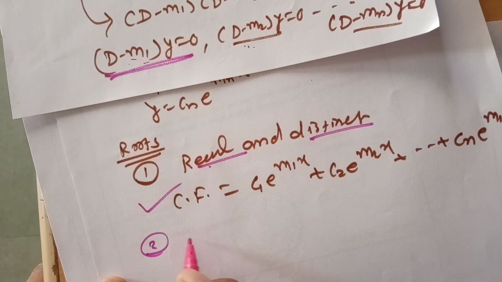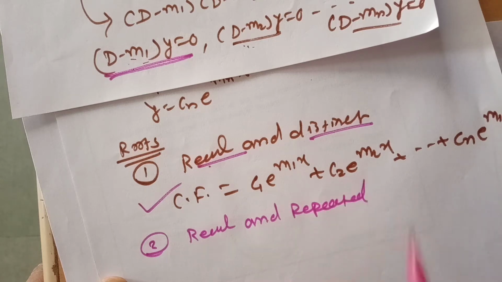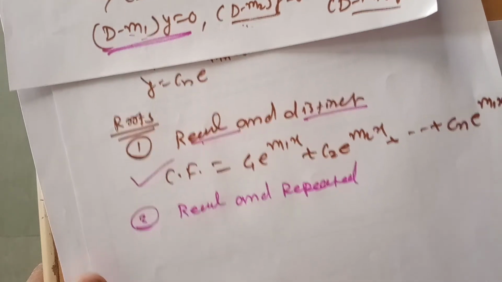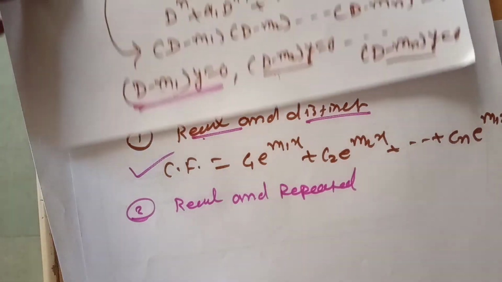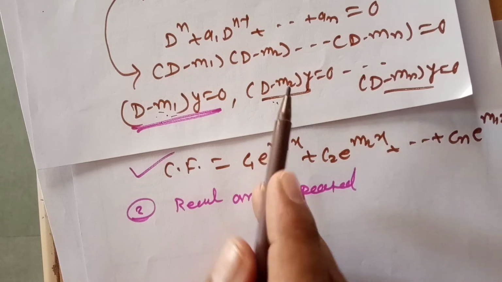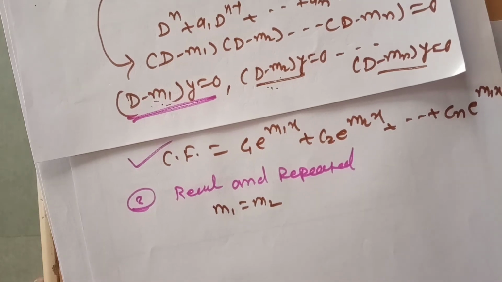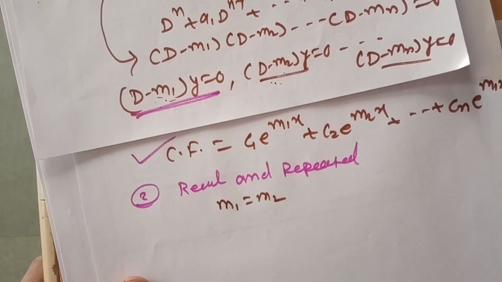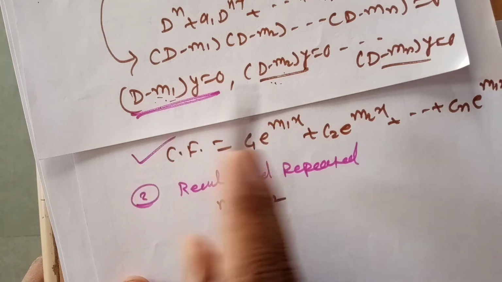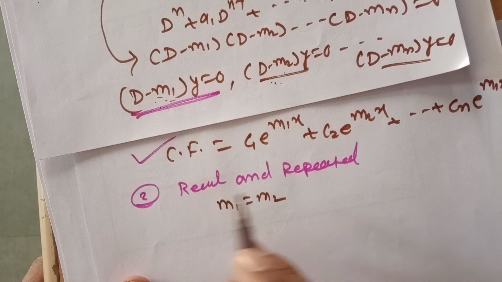If roots are real and repeated, then what will happen? Suppose m1 and m2 are both here, and suppose m1 equal to m2. These are the two roots. Then what will happen? If m1 equal to m2, then in this case, what will be our CF?